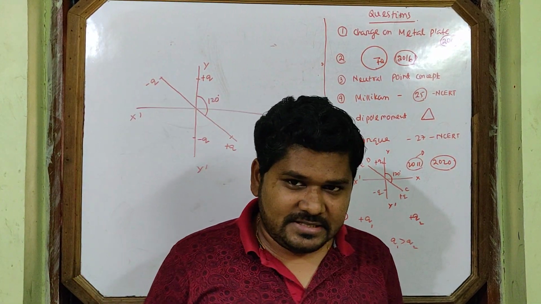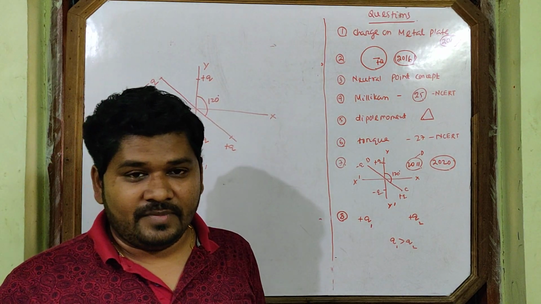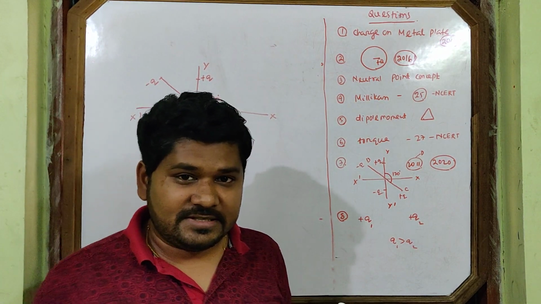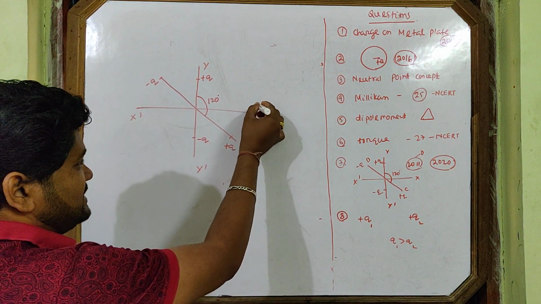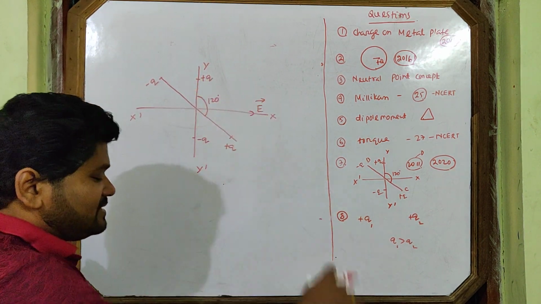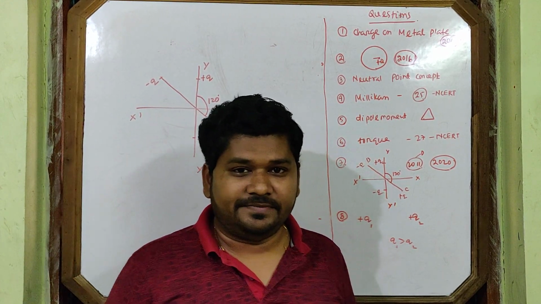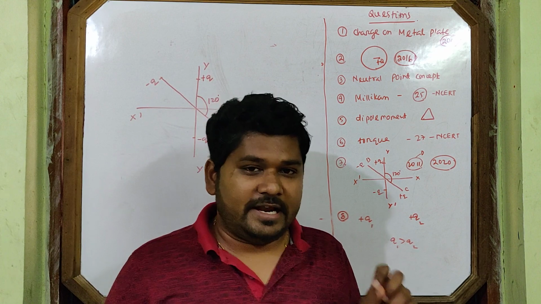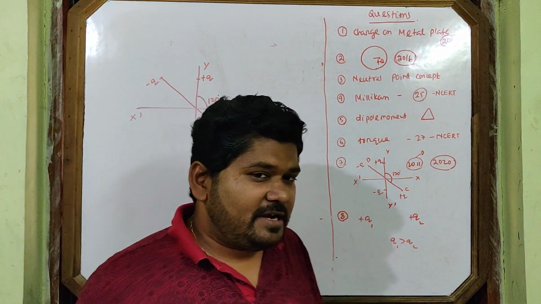The question asks us to find the net dipole moment, and it says an electric field E exists along the x-axis, so we also find the net torque on the dipole moment. Find the torque and the net dipole moment. Firstly, let us find the net dipole moment.